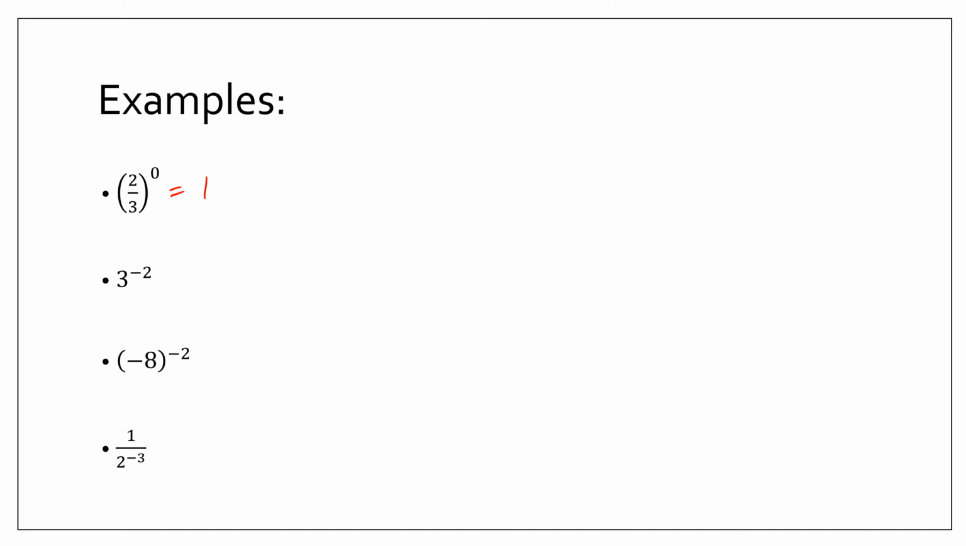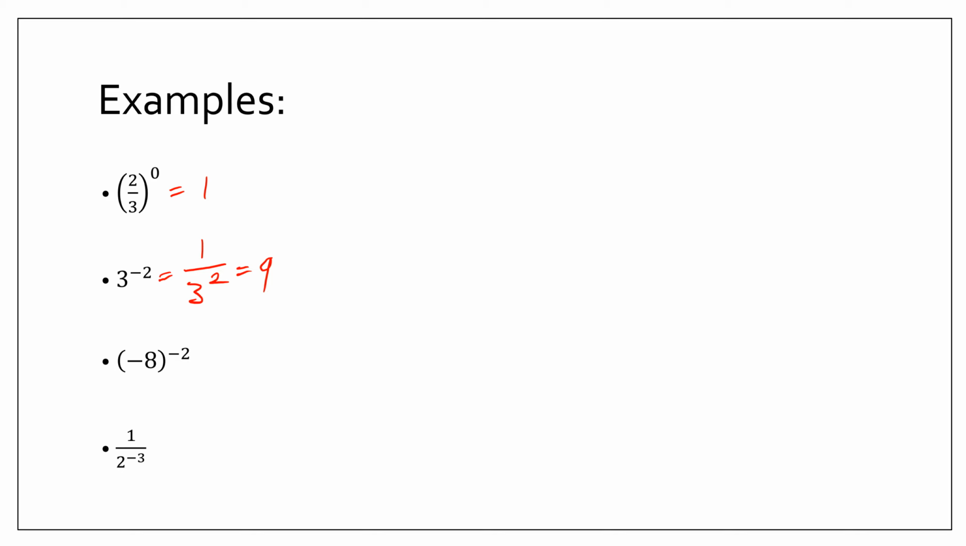But to understand 3 to the negative 2, this is a little more tricky. I'll try to explain it in 2 different ways. First of all, we can think of reciprocating. 3 to the negative 2 is the same as 1/3 to the positive 2, which is 1/9.